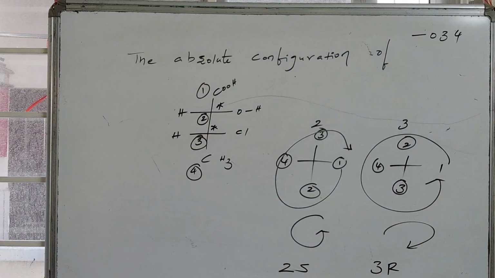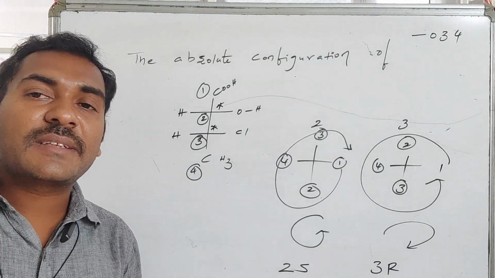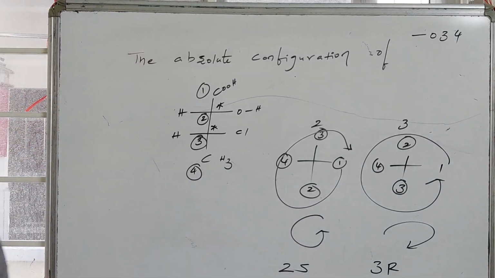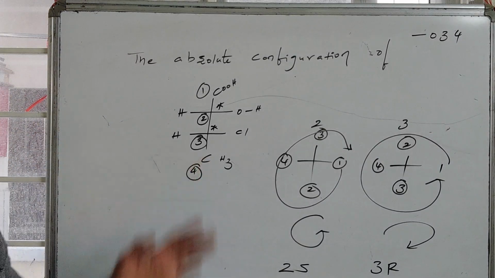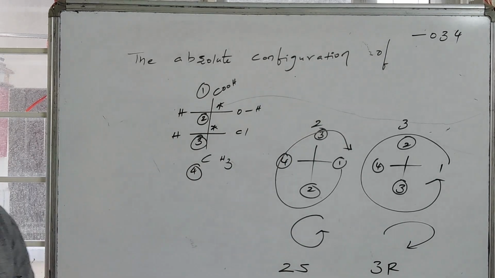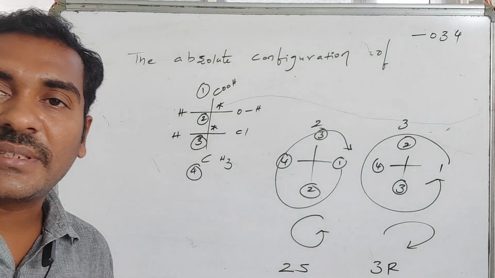R is the configuration. Hence the configuration of the given structure at the second as well as the third positions can be given by 2S followed by 3R. Hence the name of the compound is 2-hydroxy 3-chloro. Yes, 2S of hydroxy followed by 3R of chloro. Butanoic acid is the name of the compound.